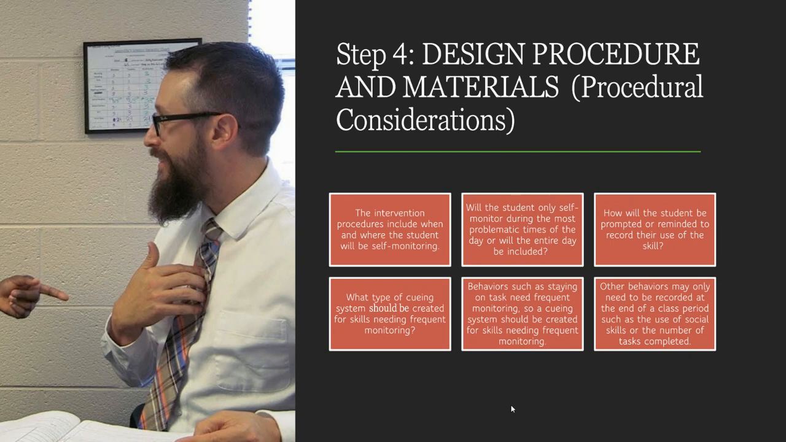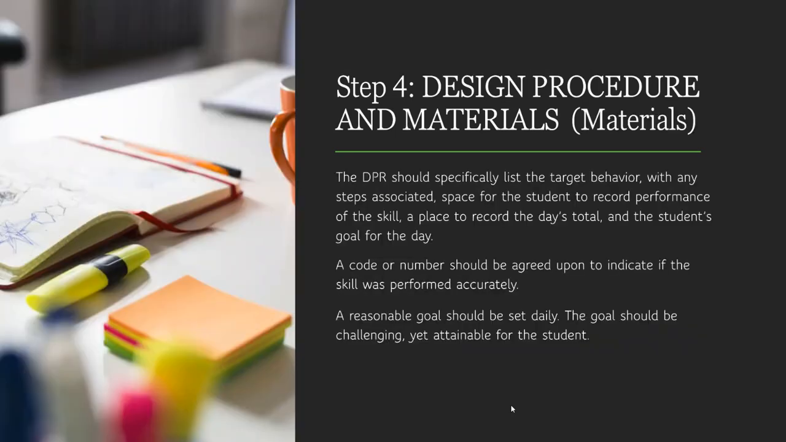And then you need to think about what other behaviors we are going to record. Other behaviors may only need to be recorded at the end of a class period, such as the use of those social skills or whatnot. So what other behaviors are we going to have them monitor throughout that self-monitoring time frame? Some materials that need to be considered would be how you're going to track the student self-monitoring and what are the acknowledgments that you're going to use to reinforce those behaviors.